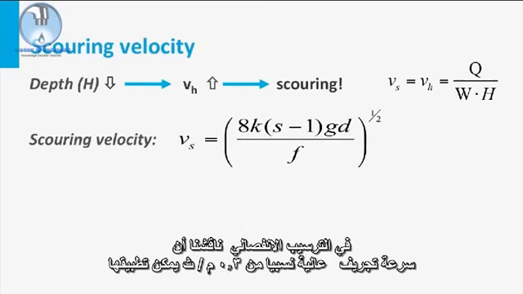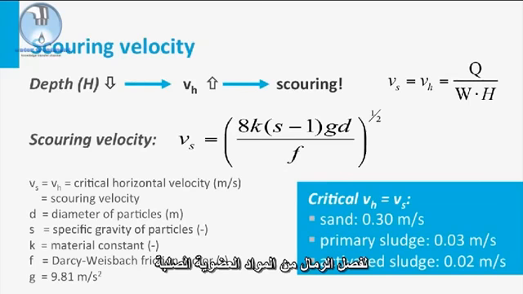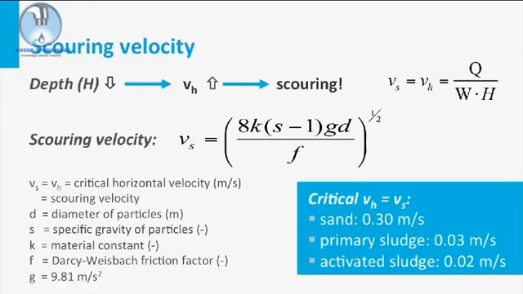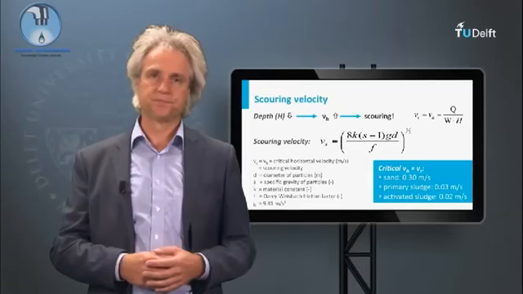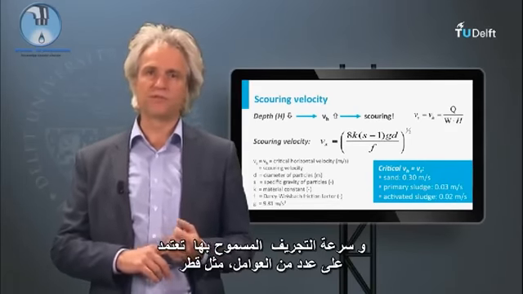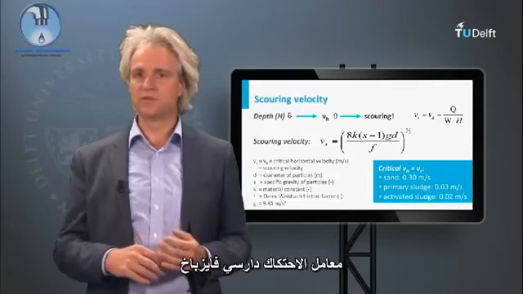In discrete settling, we discussed that a relatively high scouring velocity of 0.3 meter per second is applicable to separate sand from organic solids. For primary sludge itself, the maximum scouring velocity is about a factor 10 lower, so 0.03 meter per second. For sludge from the bioreactor, the so-called activated sludge, this value drops to 0.02 meter per second. The allowable scouring velocity is dependent on a number of factors, such as the diameter of the particles, specific gravity of the particles, material constant, and the Darcy-Weisbach friction factor.